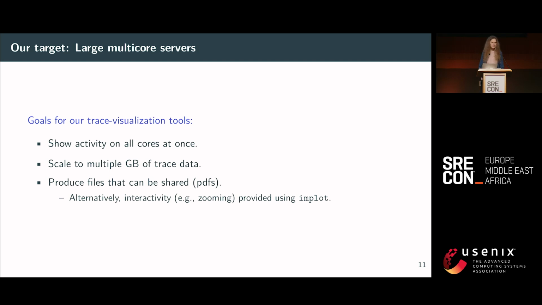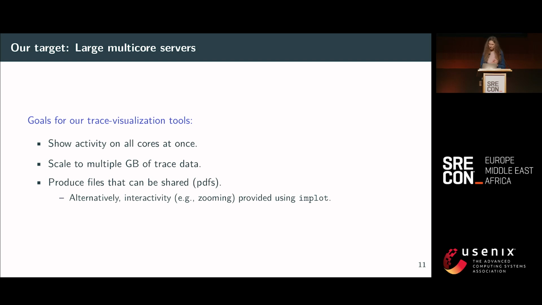So we tried to make some tools that can show all the activity on all the cores at once. They can scale to multiple gigabytes of trace data. And the thing that I have found convenient, maybe it's a personal preference, is to have files that can be saved and shared and so on, so to have PDFs.